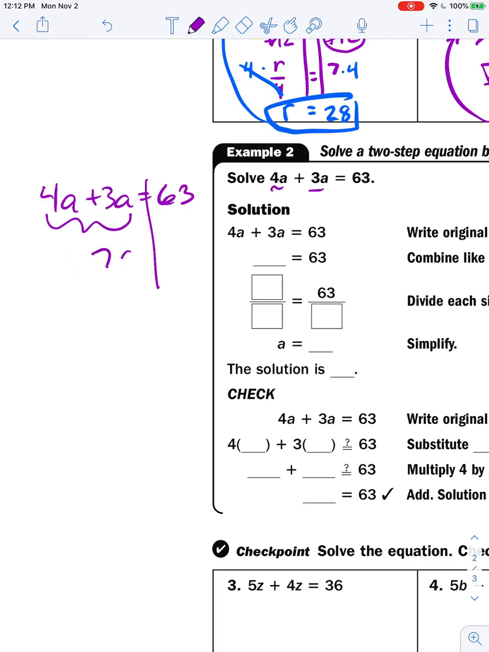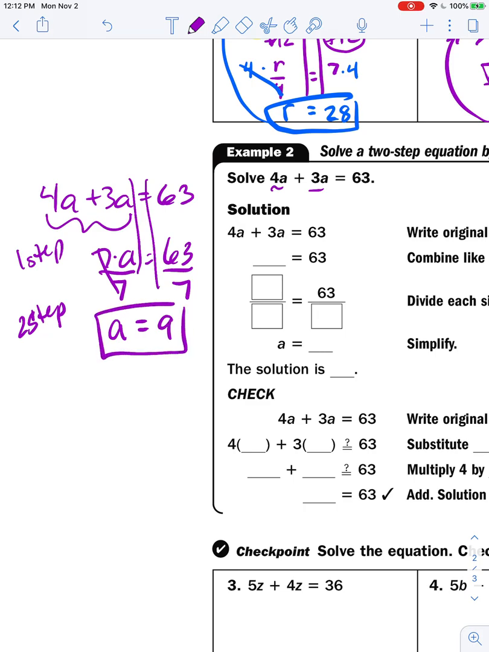7a, and then this will be equals my 63. So that's my one step. Then to go ahead and do my second step, I need to get rid of this 7 that's multiplied in. So to get rid of something that's multiplied in, I use division, and a equals 9.